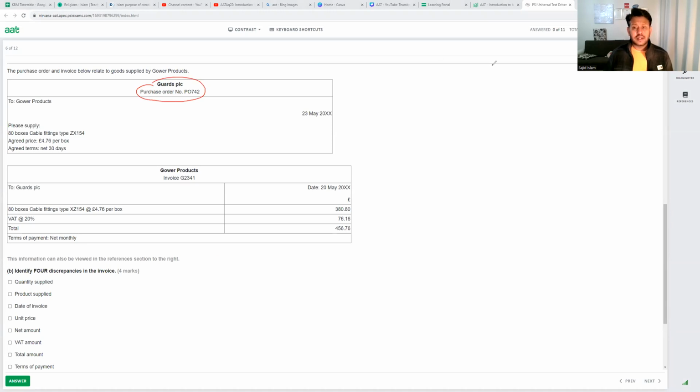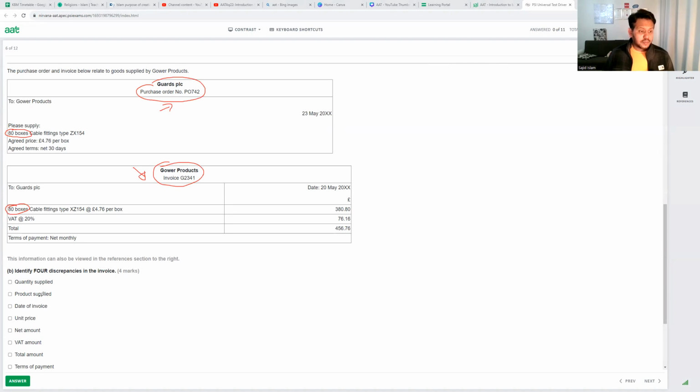Normally, the purchase order has to be exactly matched with the invoice. And that's my invoice. The purchase order, when I make the order, is the order confirmation. An invoice, the seller sent it to me after. So quantity supplied, let's have a look. I ordered 80 boxes, so I receive 80 boxes. So it is a match. So it is not a problem.